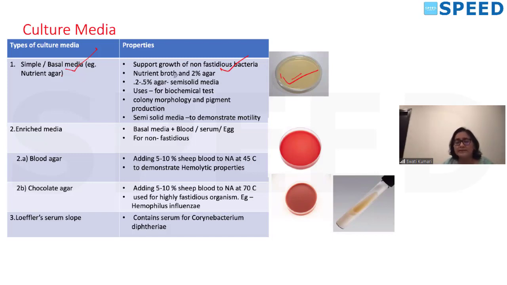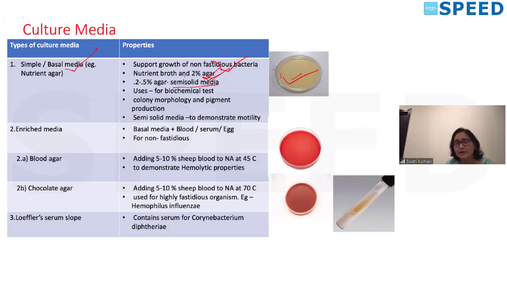So what is there? Nutrient broth is there and 2% agar is there. The percentage of agar has been asked previously. How much percentage of agar? 2% agar. When you want to make it semi-solid, you use 0.2 to 0.5% agar. Please remember, you are using 2% agar in nutrient agar, which is a solid media. When you want to make it semi-solid, you have to decrease the percentage of agar to 0.2 to 0.5%.